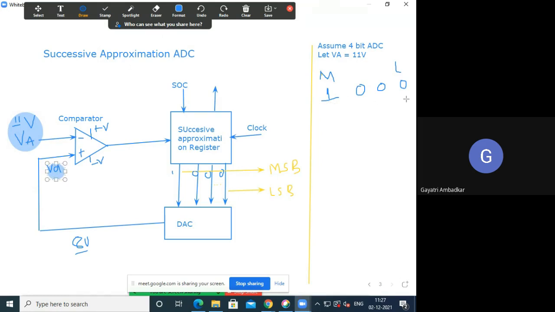1 0 0 means this is equivalent to 8. So DAC will give you 8. Now 8 is compared with 11. 11 is greater. It is connected to the negative terminal, inverting terminal. So output will be minus Vsat. That is logic 0. Clear? Understood, everyone? So output will be 0. So this is 0. So at the next clock pulse of this SAR, it will find it has received 0.